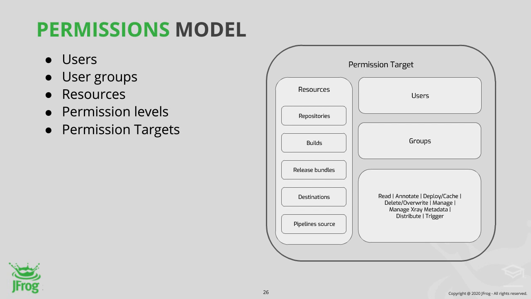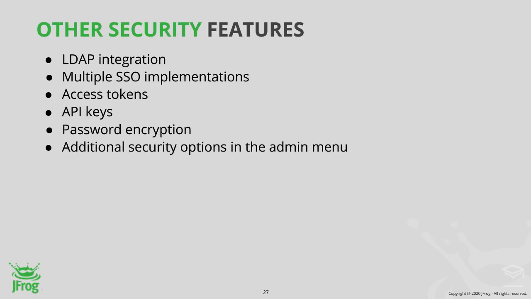But a permission target is a combination of the users and groups that we have, the permissions that I want to assign to those users or groups, and the resources that I want to apply these permissions to, right? So that's basically what a permission target is, and I'll quickly show it to you guys.